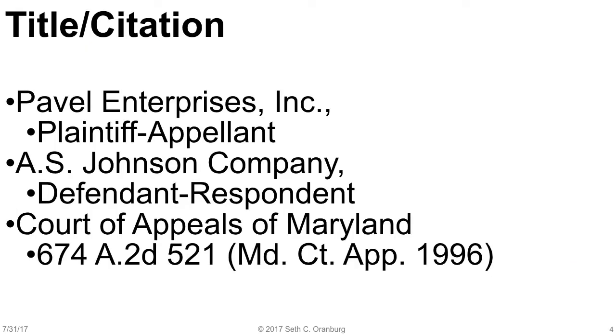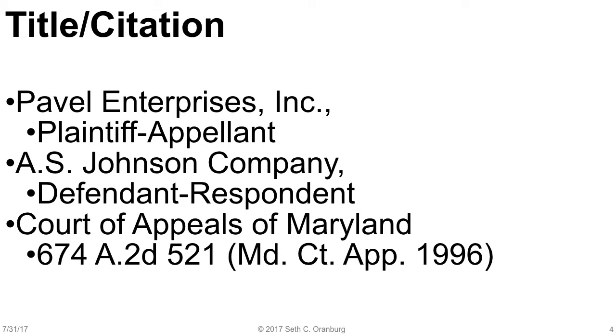The title or the citation is the first thing you'll read in the case, and it actually contains a lot of information. We first look at the parties: Pavel Enterprises, Inc., plaintiff, appellant. We've learned something already. Pavel Enterprises is the plaintiff. They brought this case to trial court. That's the party that feels aggrieved. That's the party that wants the court to offer a remedy. In addition, by seeing that's an appellant, we know that the trial court refused to give them that remedy, and now they've appealed the case.